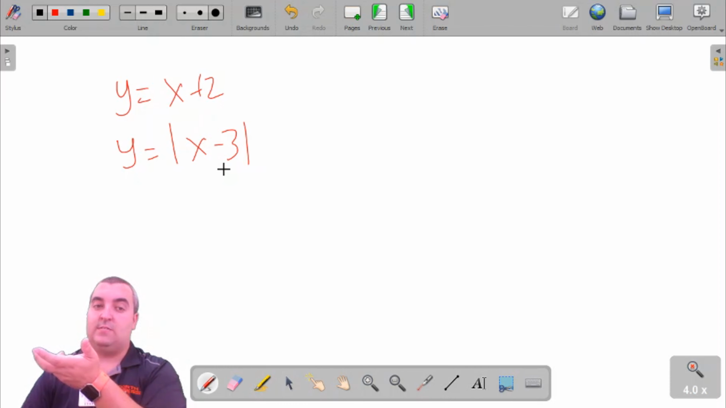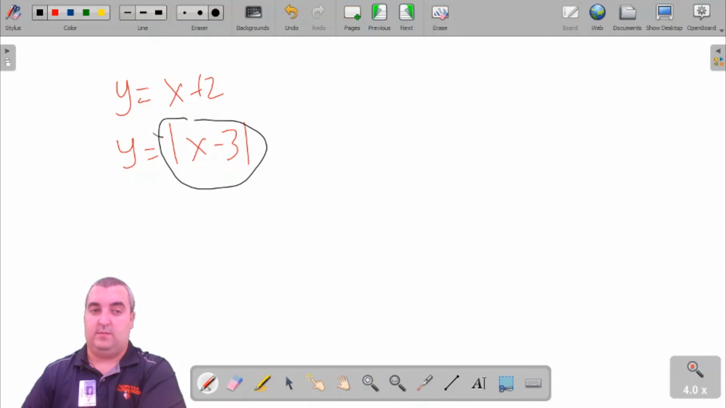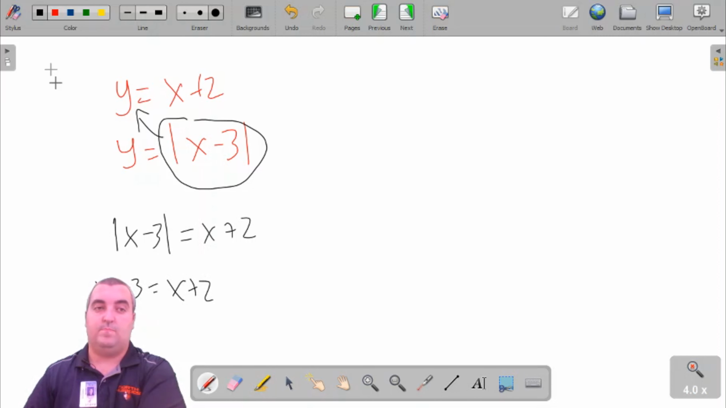So, nice thing is, though, we have another method, which is substitution. We can always do substitution. This is y equals, so we can take this and substitute it right in for y in the other equation. And then guess what? We know how to solve this, right? We've dealt with these multiple times in previous classes. So when you see the absolute value equal to something, you know that it's going to equal the positive version. So x minus 3 equals x plus 2, and x minus 3 is also equal to the negative version.